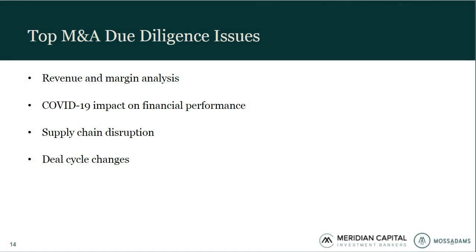What I'll move into now is, so that was a quick overview of sell-side diligence and why we do it. I just wanted to touch on what we're seeing in the market right now, particularly in the construction and engineering industry, and some of the key issues we're coming across. Some of these are always issues, and some of these are issues in the market right now. Four key areas would be revenue and margin analysis; secondly, COVID-19 impact on financial performance; thirdly, supply chain disruptions; and fourth of all, deal cycle changes. So I'll go into each of these in a little bit more depth here.